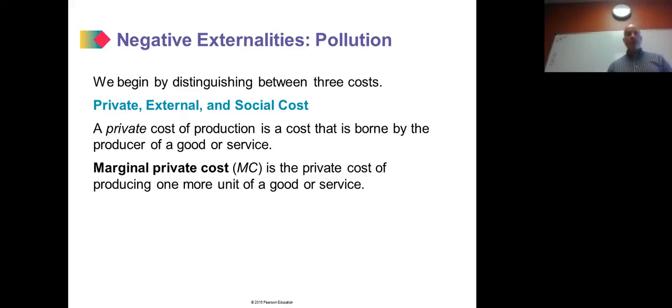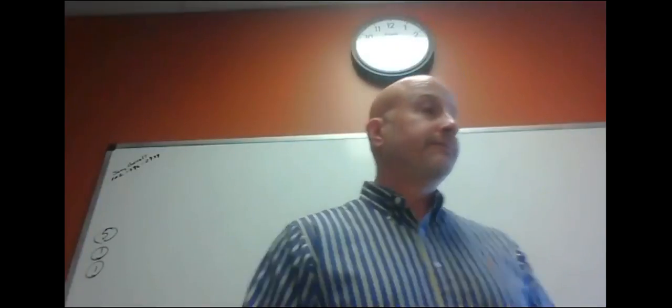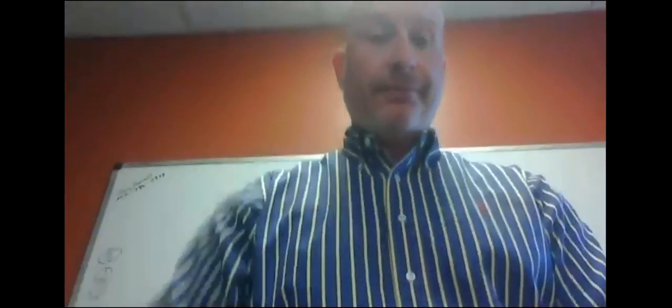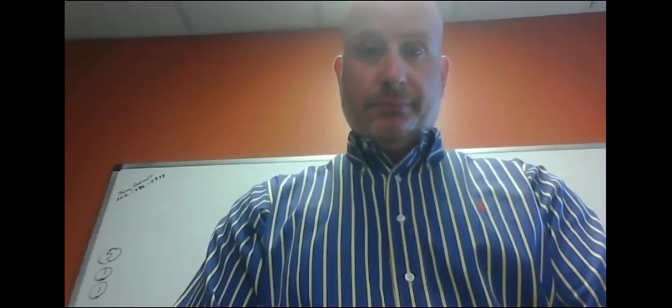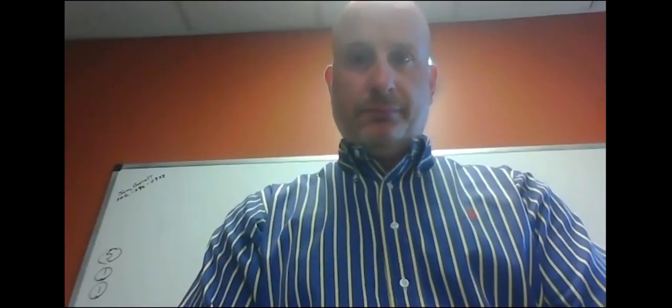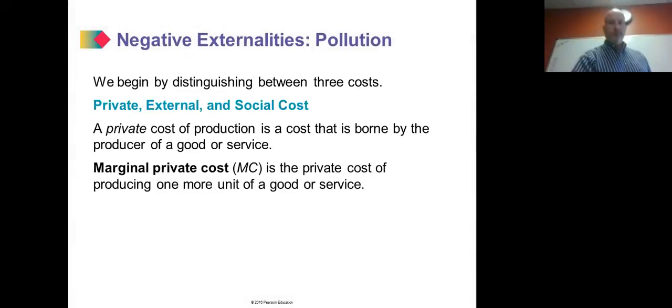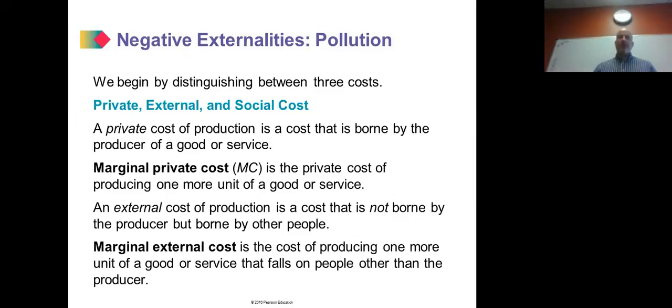Remember, you're looking at this term, marginal cost. And when we think of marginal cost, I want to think about one more unit. An external cost of production is a cost that is not borne by the producer, but borne by some other people. Let's start thinking about external cost. So not only borne by myself, but outside by others. Marginal external cost, the cost of producing one more unit of a good or service, and here's an important distinction, that falls on people other than the producer.